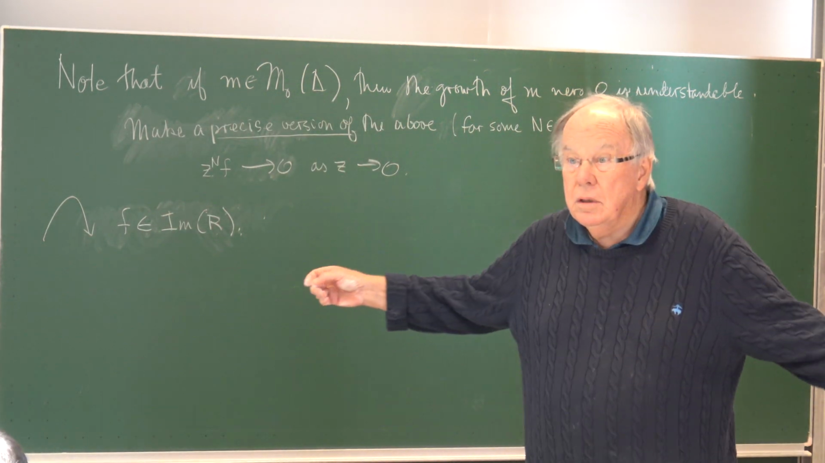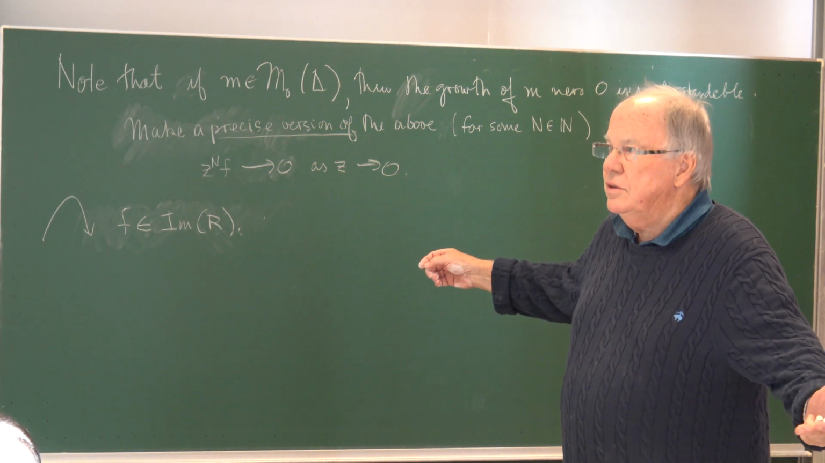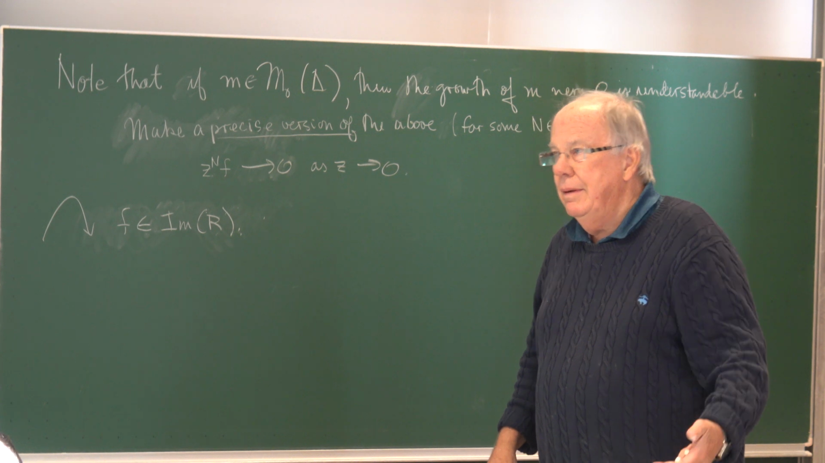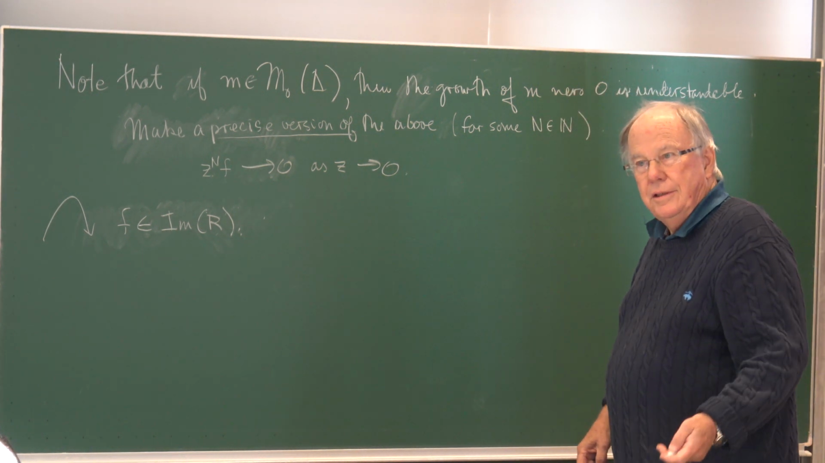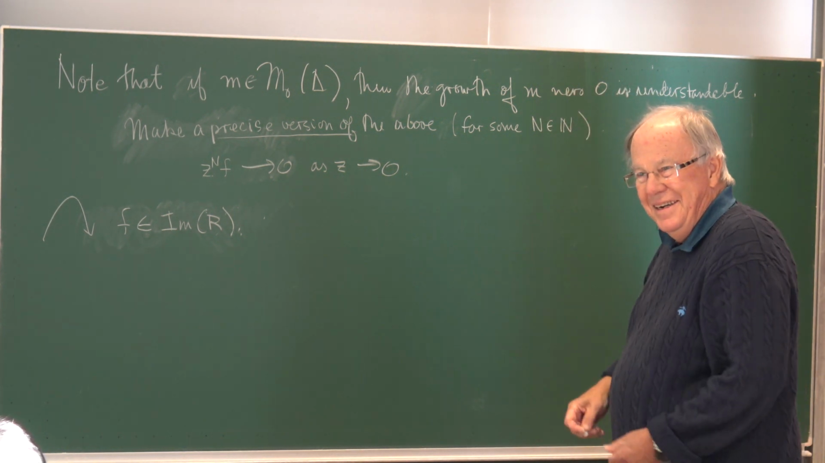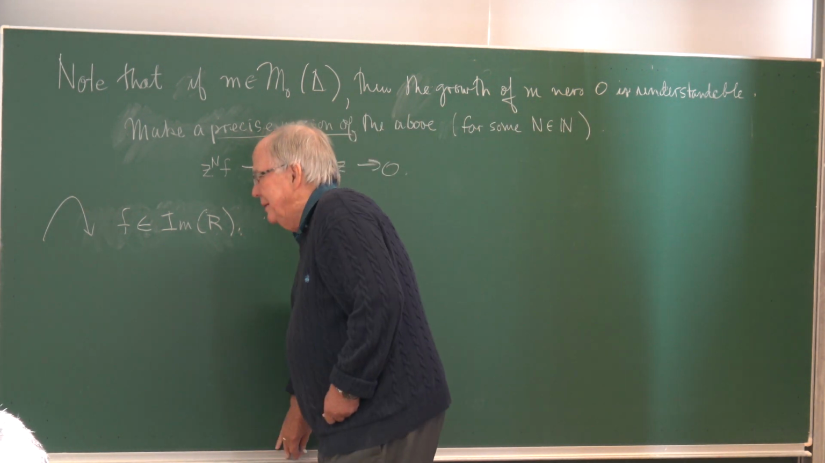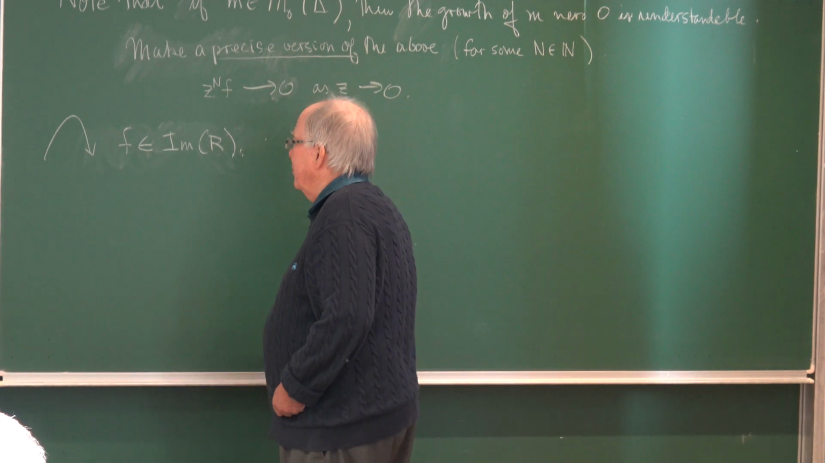That would be a question, right? If you can kill the singularity by multiplying by z to the n, that says it doesn't have a bad singularity. Okay.